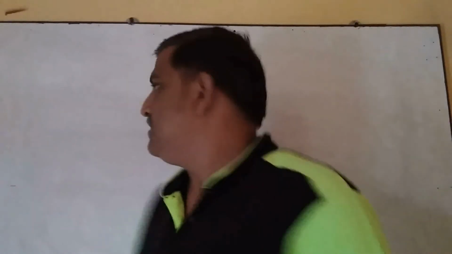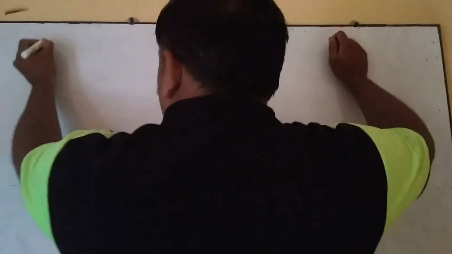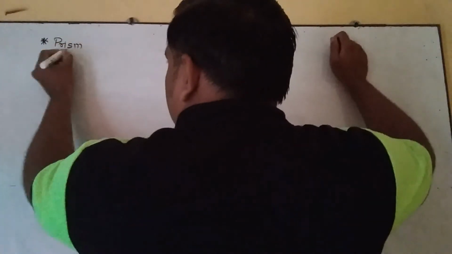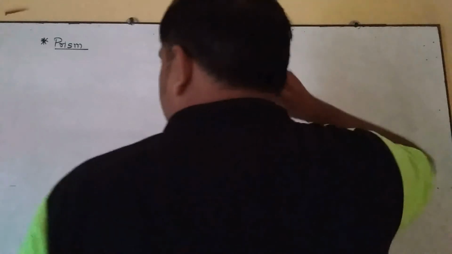Good morning, student. Today we are going to see the second exercise of chapter number 4, refraction through plane surfaces. Now, the first concept we are going to study is the prism, which is a transparent medium.